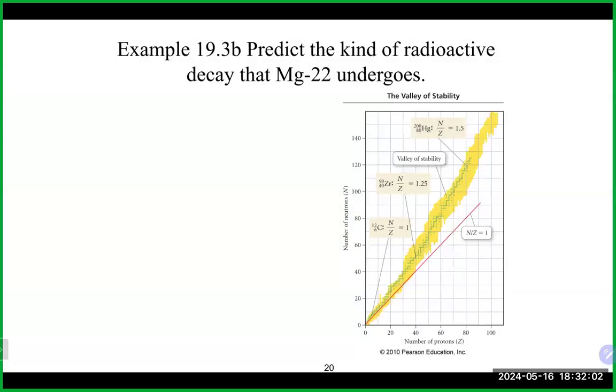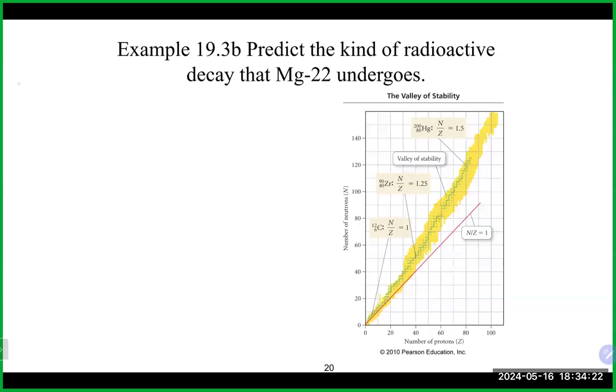All right, so why don't you try that here? Predict what kind of radioactive decay magnesium-22 will undergo, and also write the reaction that will happen in that case. Take a moment and see what you come up with. So let's take a look.